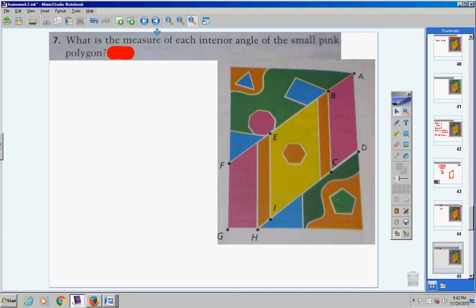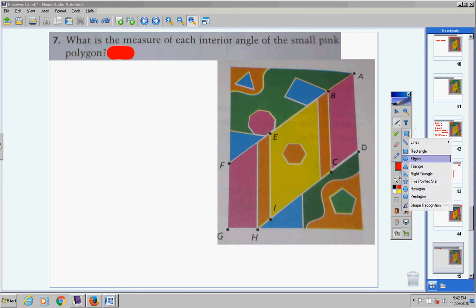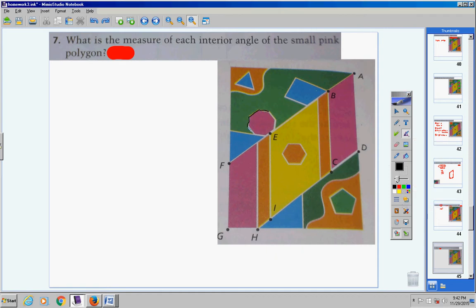Number 7. What is the measure of each interior angle of the small pink polygon? Now, let's take our time and work on this. Here's the small pink polygon right here. Okay? So with that in mind, I think that's an octagon. I don't think they give that one to us. No, they don't. We'll see if we can draw it real quick here. Yeah, I didn't think so.